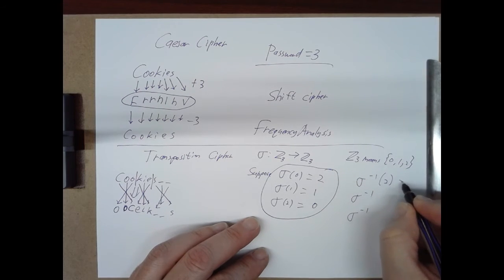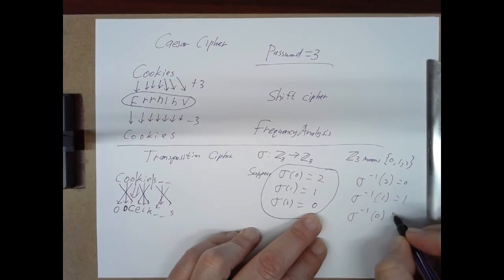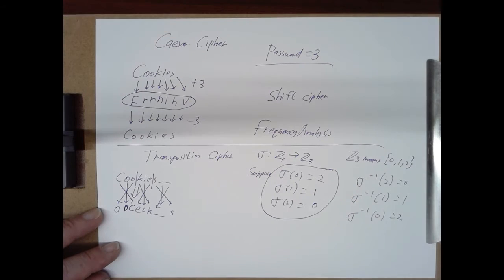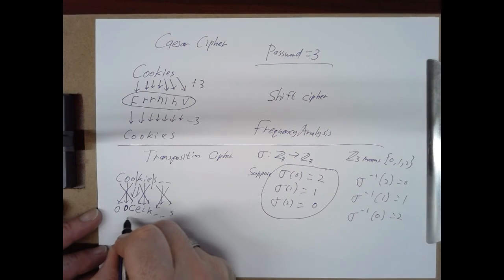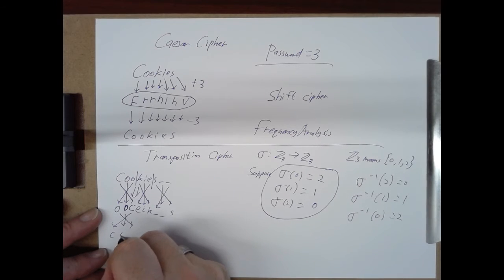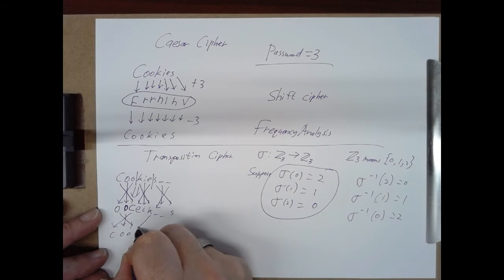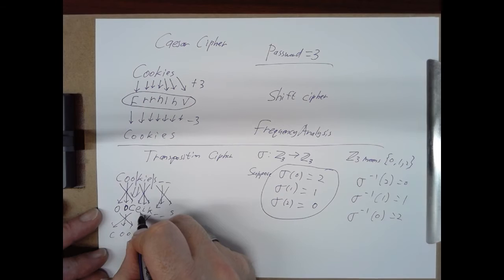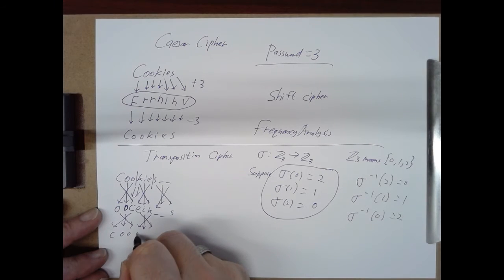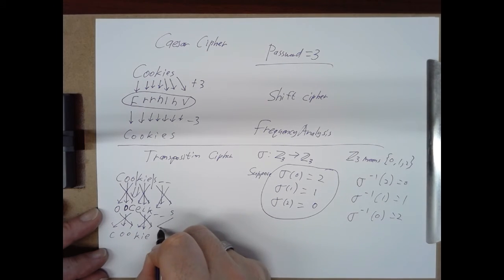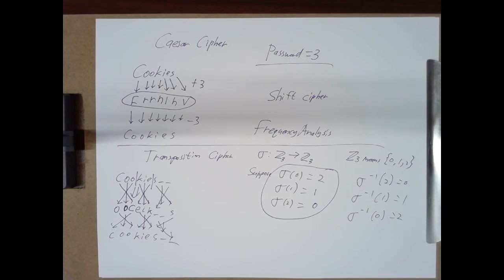So the inverse of 2 is 0, the inverse of 1 is 1, and the inverse of 0 is 2. And so character 2 goes to the beginning, 0 stays where it is. This becomes COO, character 2 goes to the beginning, 1 stays in the middle, and 0 goes to the end. And there's your original message.